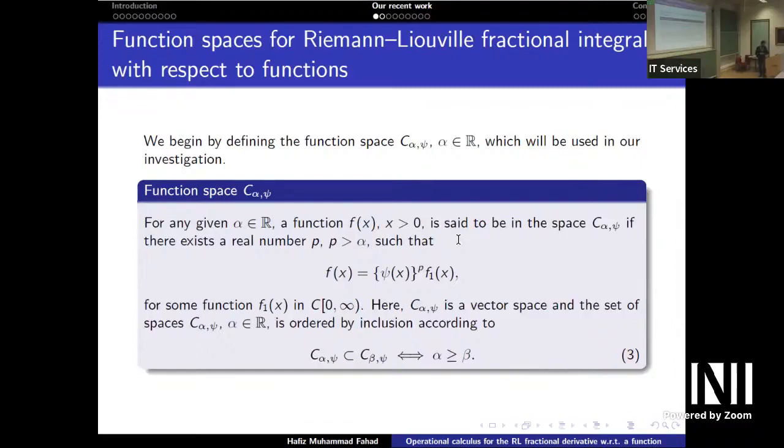serves the purpose. For any given alpha belonging to the set of real numbers, a function f of x for x greater than 0 is said to be in the space C alpha psi if there exists a real number p greater than alpha such that f of x is equal to psi of x to the power p times f1 of x, where this f1 is a continuous function defined on the interval 0 to infinity. Here, this C alpha psi space is a vector space, and the set of spaces C alpha psi for alpha belonging to the set of real numbers is ordered by the inclusion given in relation number 3.